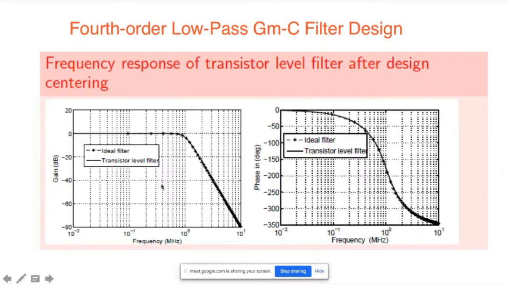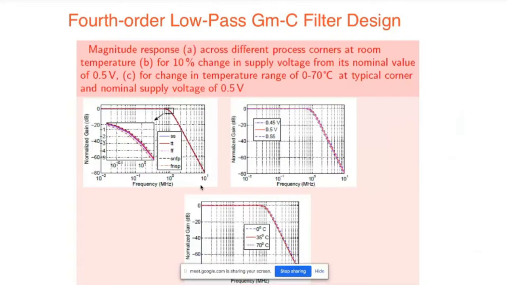Now, once you have this ideal as well as transistor level filter, we have compared and it is almost matching with respect to the filter design schematic and the layout part. Now, finally, for the fourth order GmC filter, we have done the variation with respect to process, temperature, and supply voltage, which is called PVT, which is very, very important for any integrated chip design. So we consider a 10% change in supply voltage from its nominal value, that is 0.5 V, so 0.45 to 0.55. The temperature range is 20 to 70 degrees, typical corner, and nominal supply voltage is 0.5. So we have done the temperature corner variation.